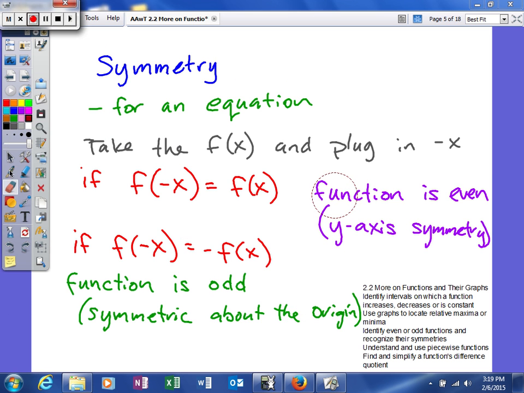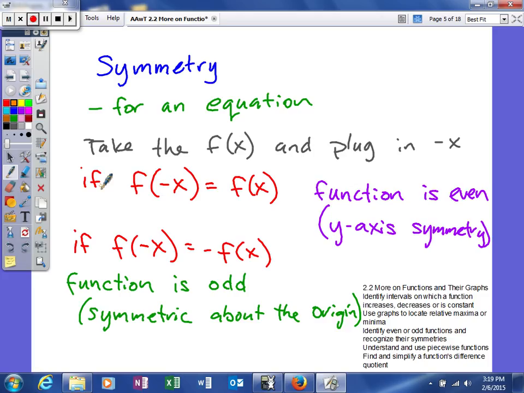Alright, what we're going to be talking about next is basically symmetry. Okay, symmetry. We're going to look a little bit at what symmetry means in terms of our graphs, but this is basically for an equation. So for symmetry of an equation, we're going to take our function and do the same thing every single time. We're going to plug in negative x into our function.